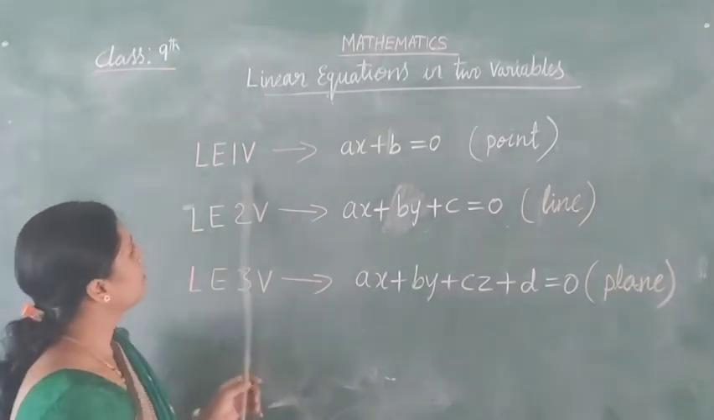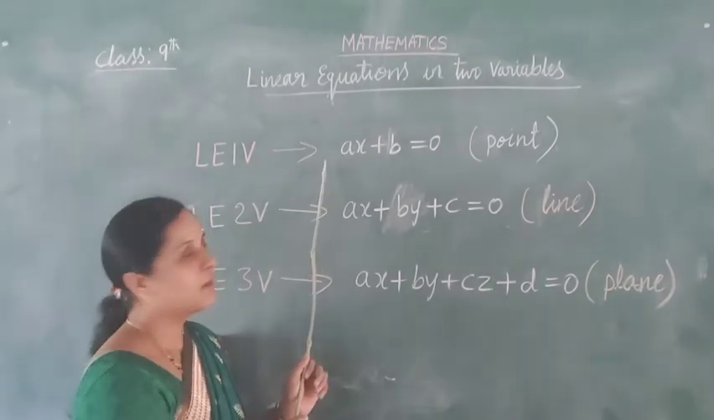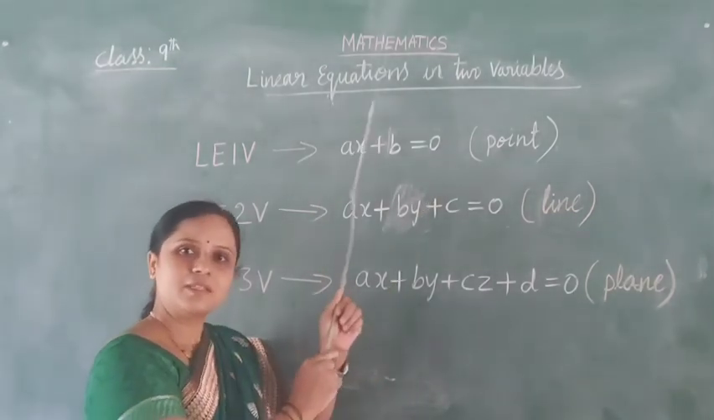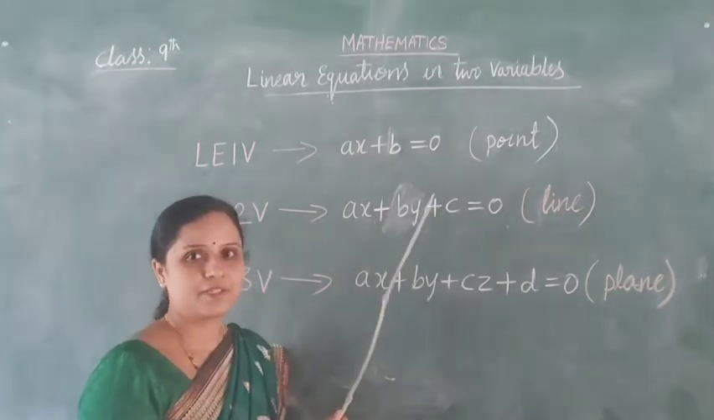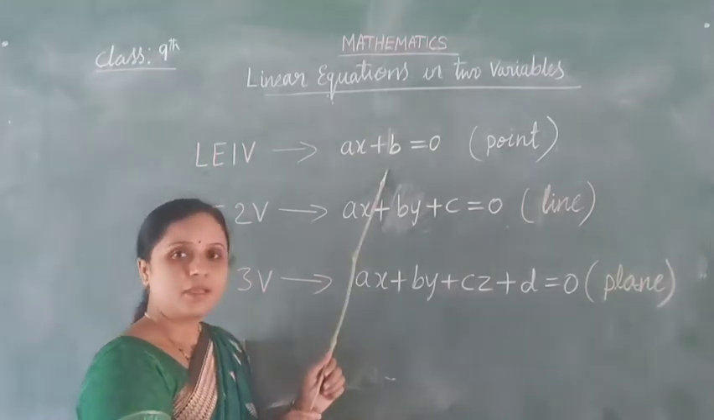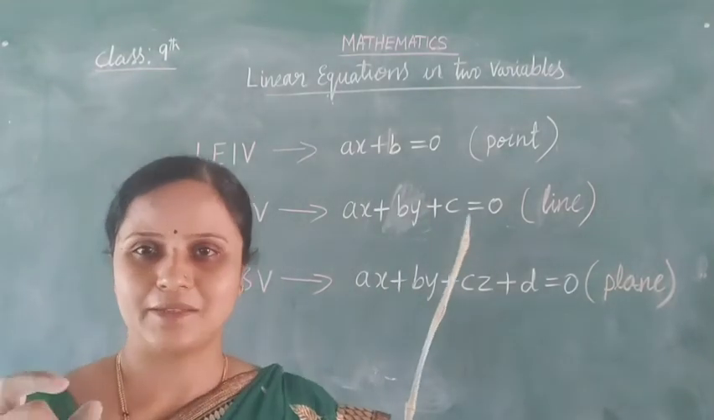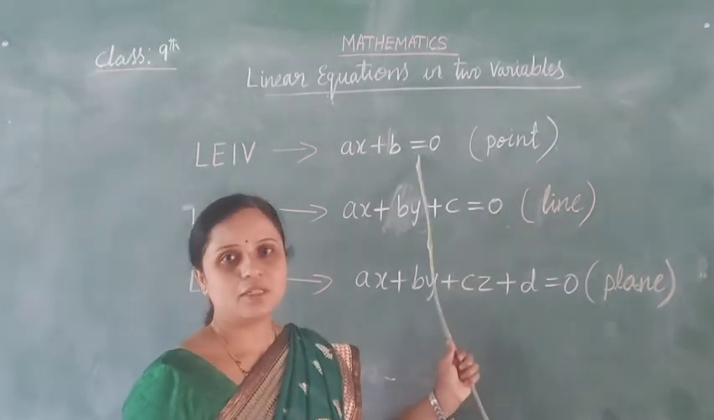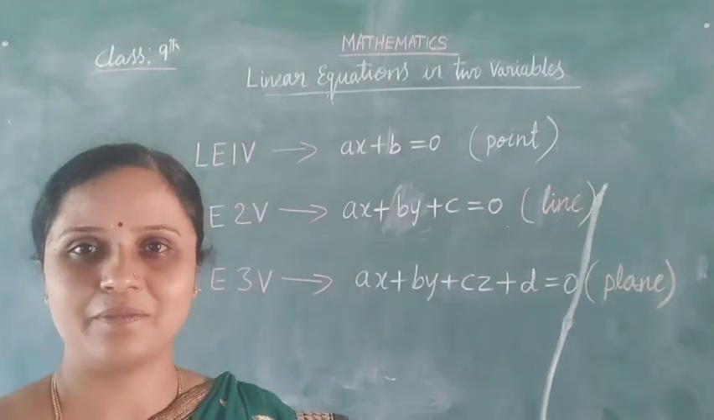Students, the general form of linear equations in one variable is ax plus b equal to 0. You already studied this in 8th standard, and you can also plot the graph on the graph chart. By plotting this equation in a graph, we get a point. So the point we get by using the linear equations in one variable.